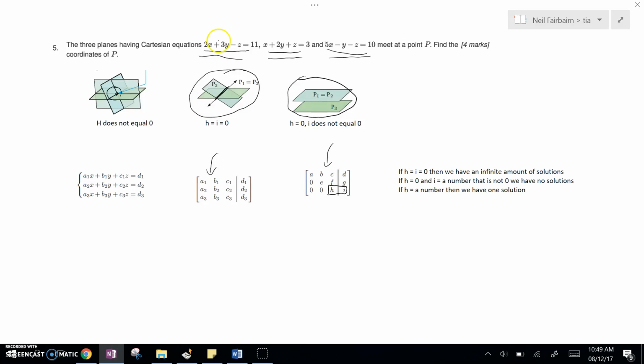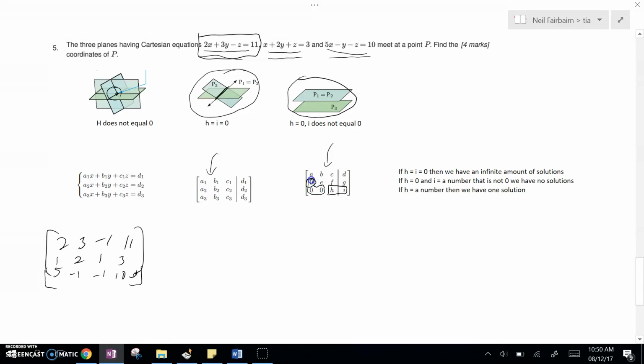Let's look at the example. So first of all, we've got 2x plus 3y minus z is equal to 11. So we're going to put it in matrix form by putting 2, 3, negative 1, 11. Then we're going to do the next one, which is 1, 2, 1, 3. And the last one's 5, negative 1, negative 1, 10. Now it's good to be neat so that you don't get confused, which I'm not doing a great job of. Anyways, we're going to look at this matrix form, and we need to transfer these to be 0.